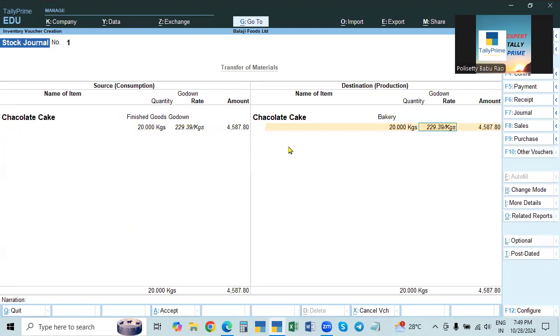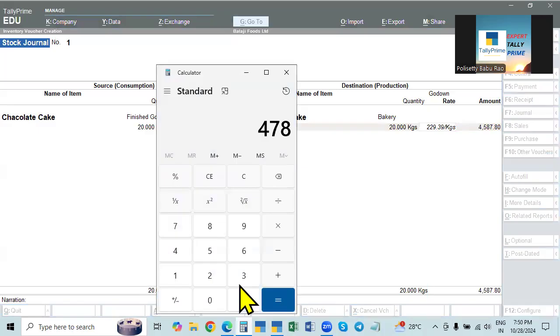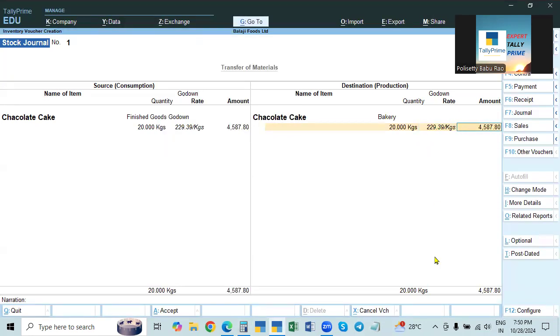In addition to this, we are entering 478 rupees. So 478 rupees divided by 20 kg. For each kg, the transport charge is 23.9. That means including this, the 229.39 means the total cost will be 253.29. That is the total cost including the transport charges. After that, enter.